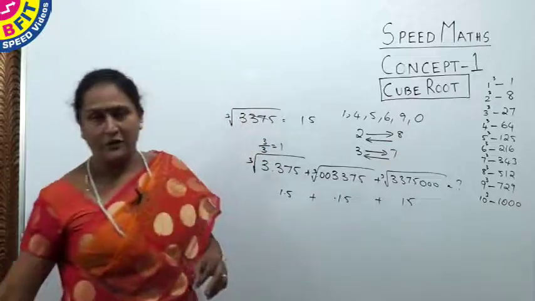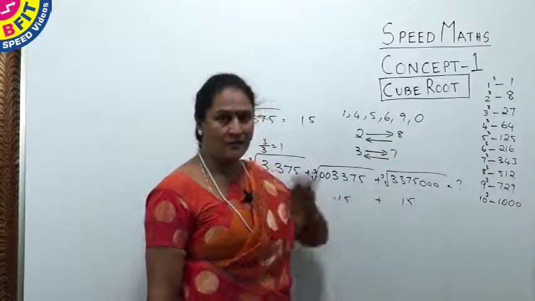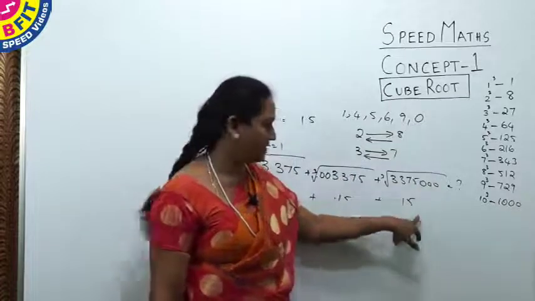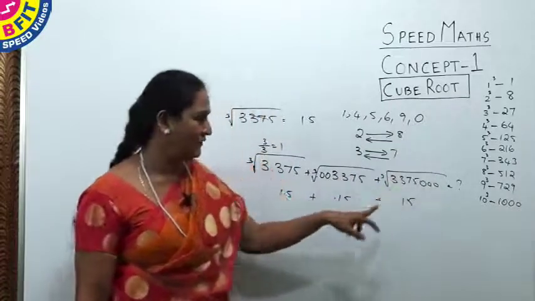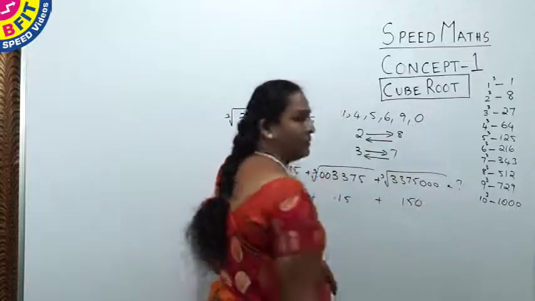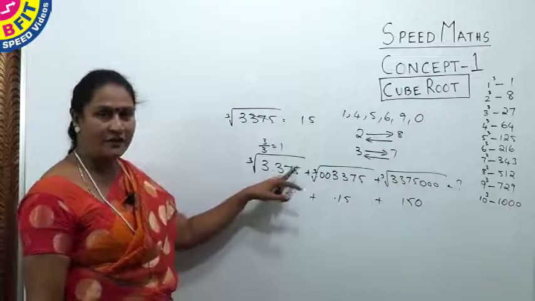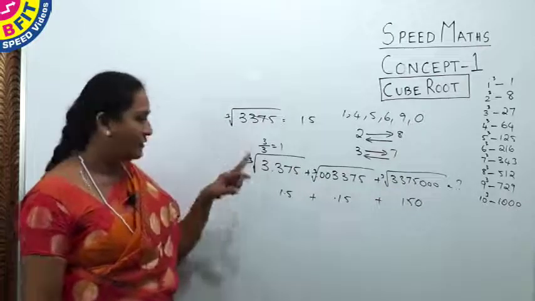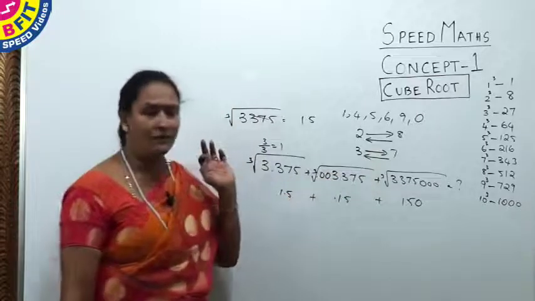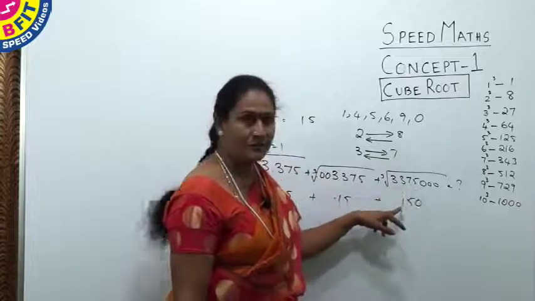The same way with zeros also. So we have zeros as a multiple of 3. So we have 3 zeros, we can use this value 15. Now how many zeros will this term have? The cube root will have 3 zeros divided by 3, so 1 zero. Now we have got the values: the cube root of 3.375 is 1.5, the cube root of 0.003375 is 0.15, and the cube root of 3375 thousandths is 150.